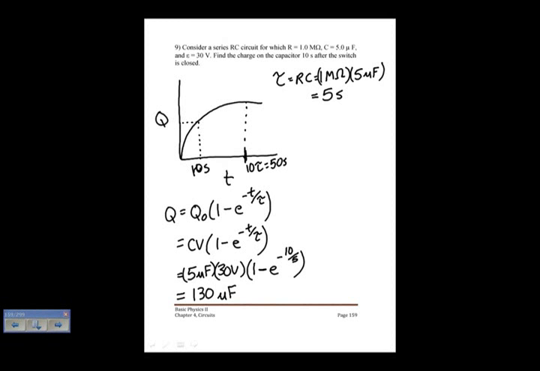I've been a little loose with my metric prefixes. You notice I didn't convert my 5 microfarads to 5 times 10 to the minus 6 farads. That micro just sort of carries down through. So if I just leave it in microfarads, then I know that my final answer is going to be in microcoulombs, 130 microcoulombs. You should make sure that you know how to use the exponential function. So just make sure in your calculator that you know how to input these numbers correctly.